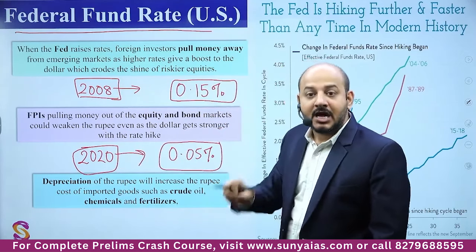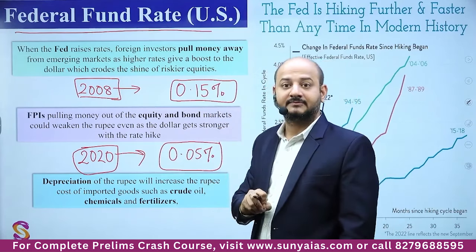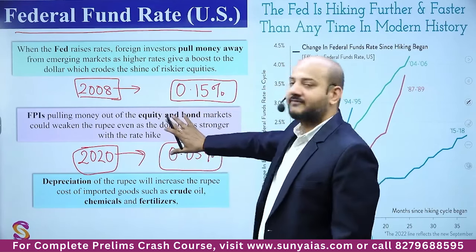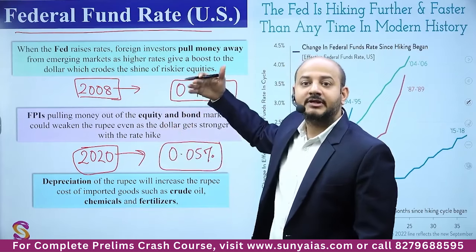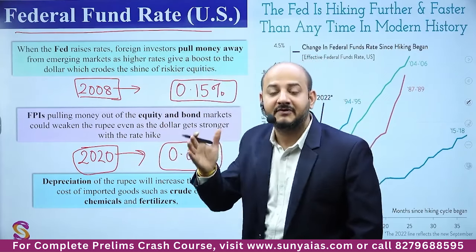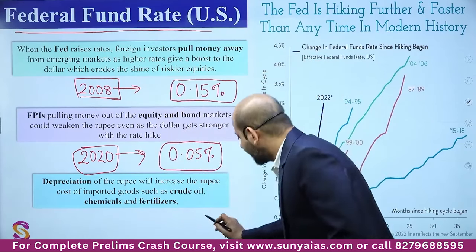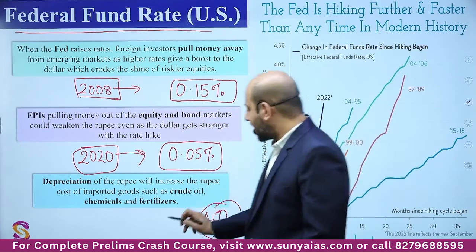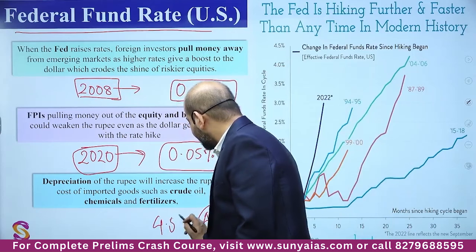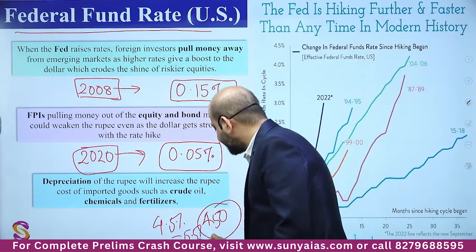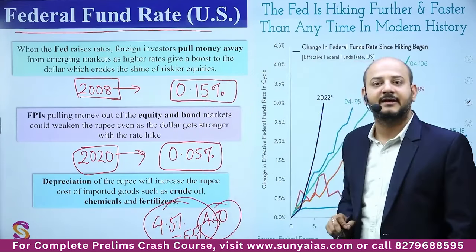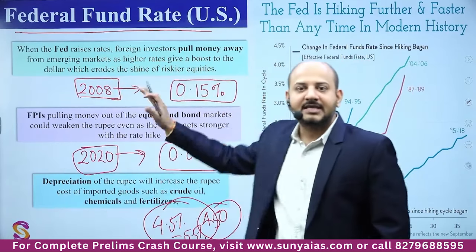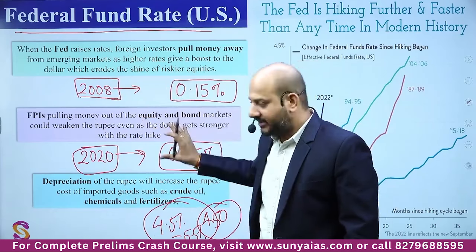Now, recently in 2023, all of a sudden, within a year, the federal fund rate has jumped more than 450 basis points. Students, understand, if it jumps by 450 basis points, it means it is right now approximately 4.5% and catching up to 5.5%. An increase in the interest rate is there. Do you understand? This is the background, this is the fact for you.